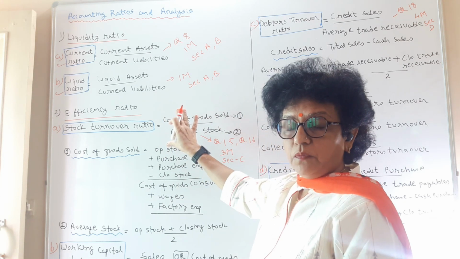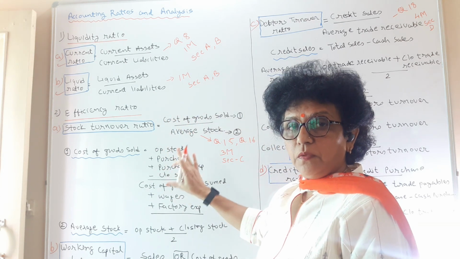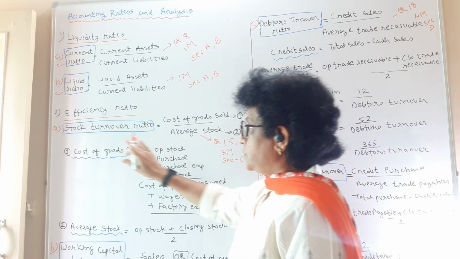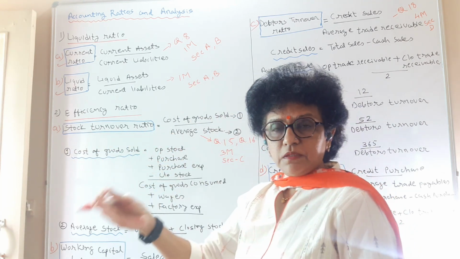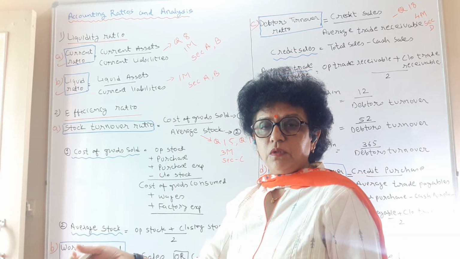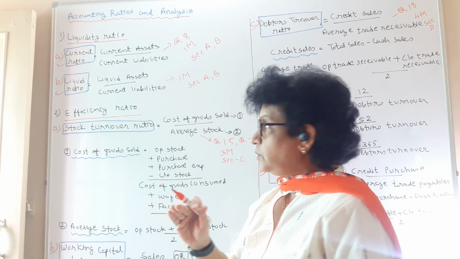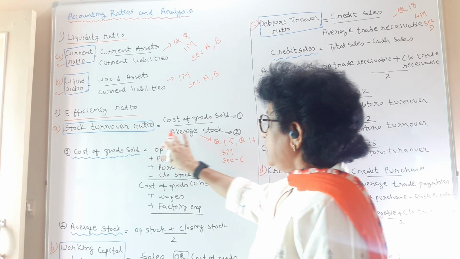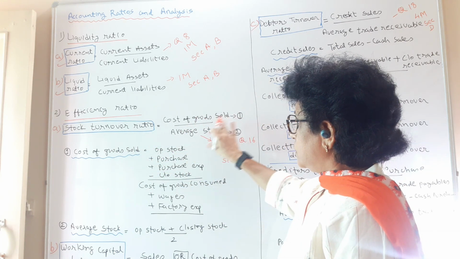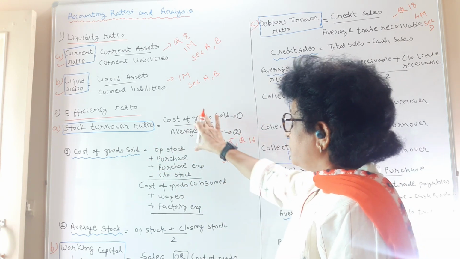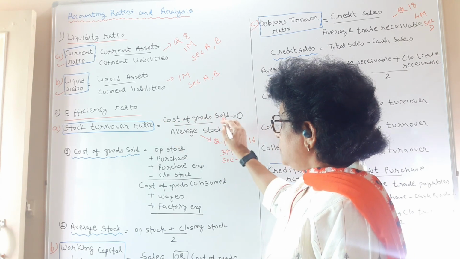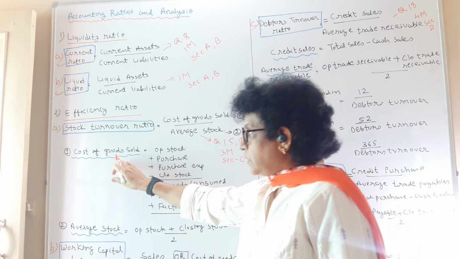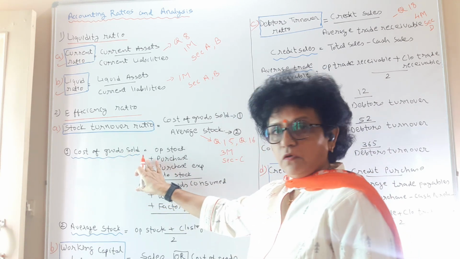The third one is the efficiency ratio. The next portion in which you have to learn all the formulas is the efficiency ratio. In that you have the stock turnover ratio. How many times the stock is converted into finished goods and rotation took place. To know that, you have the cost of goods sold upon the average stock. In this, 2 steps are to be done. The first step, you need to know the cost of goods sold.